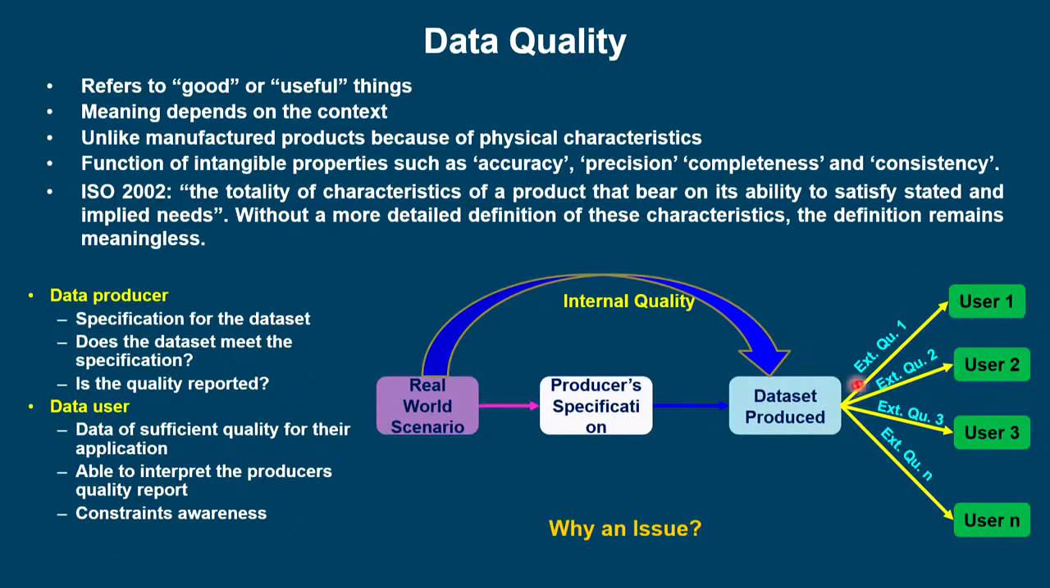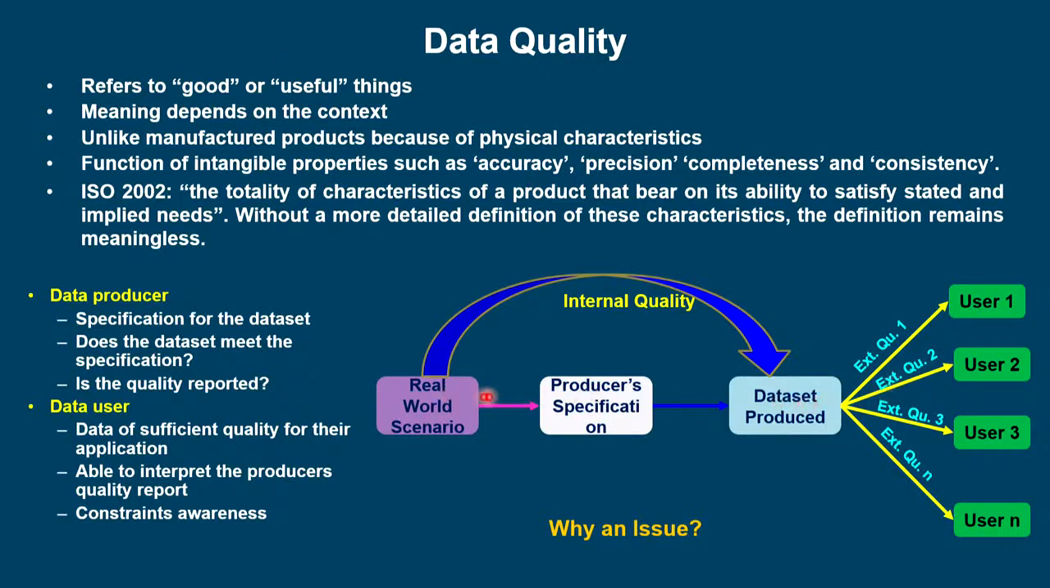This chart shows the concepts of quality, especially internal and external quality. This is the real world scenario on the earth surface, and you are the producer. You generate certain specifications, and based on those specifications you convert this real world scenario into the computer system in the form of a GIS data set. Then your data set is in the computer system and reality is on the earth surface, so you can directly compare your data set with the ground reality.